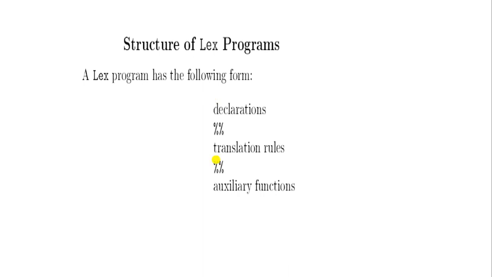The next part is your translation rules. The translation rules are divided into two parts, the patterns and the actions. Patterns are nothing but regular expressions. Whatever the regular expressions are will be there inside the patterns, and in case a match to the patterns is found, I'll explain with an example in the further slides. In case the lexeme, that is the characters that have been given, matches the patterns, then what actions you are supposed to do will be there inside the actions part. The next one will be the auxiliary functions.